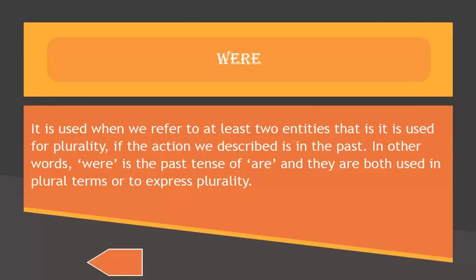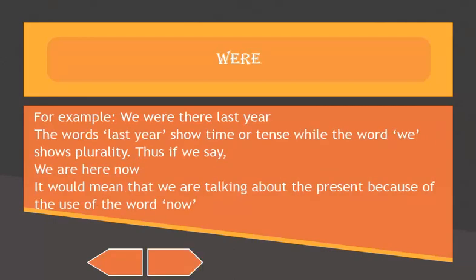Were. It is used when we refer to at least two entities, that is, it is used for plurality if the action we describe is in the past. In other words, were is the past tense of are, and they are both used in plural terms or to express plurality. For example, we were there last year. The words last year show time or tense, while the word we shows plurality. Thus, if we say, we are here now, it would mean that we are talking about the present because of the use of the word now.